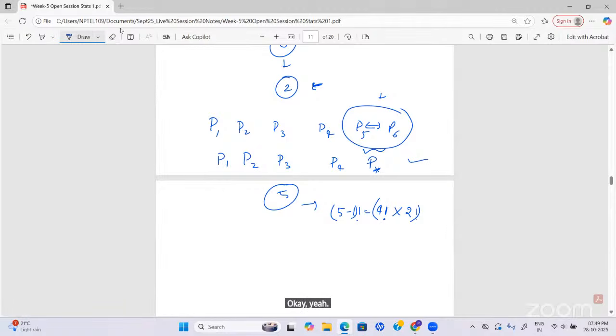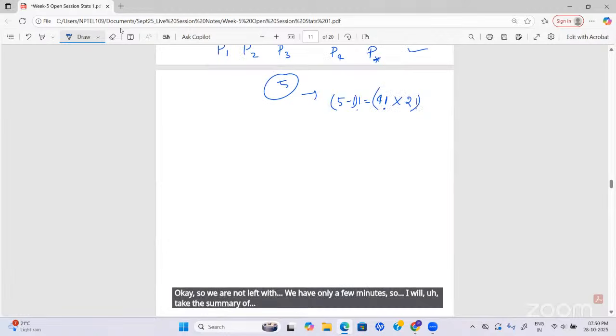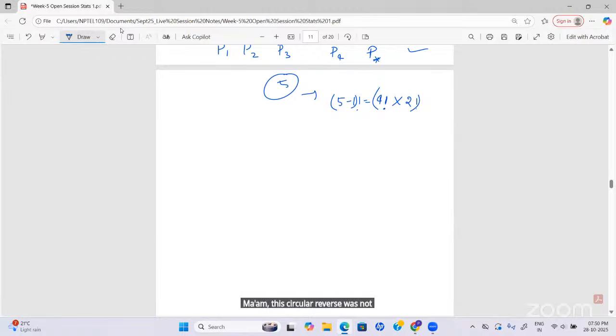Ma'am, I have a doubt in activity 5.3, first question. Okay, we are not left with much time, we have only a few minutes. So I will take the summary of the entire session and we will solve the activity questions in tomorrow's session. This circular reverse was not understood, when we are reversing.